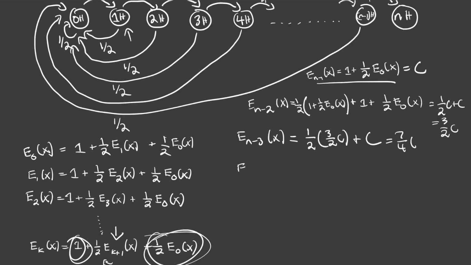Now I can plug in that 7/4 c into my e sub n minus 4 of x equation. Maybe you can see the pattern now. I'm going to have 1/2 times 7/4 c plus c. So this right here is just equal to 15/8 c. Maybe now you can really see the pattern.